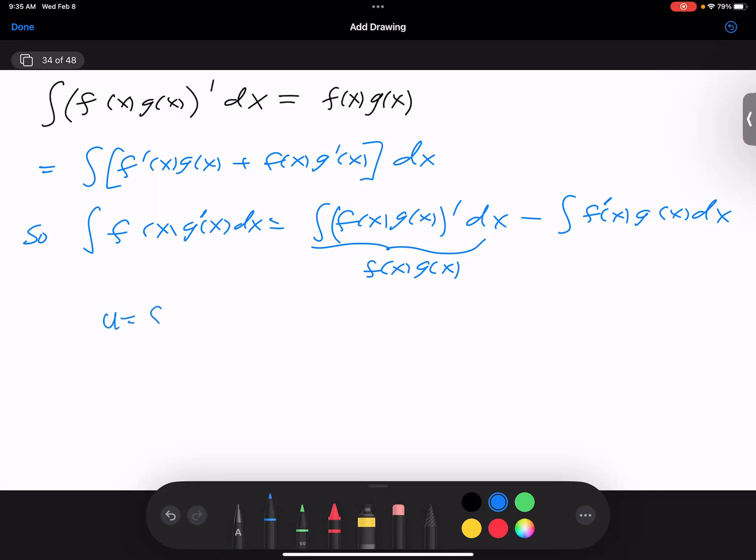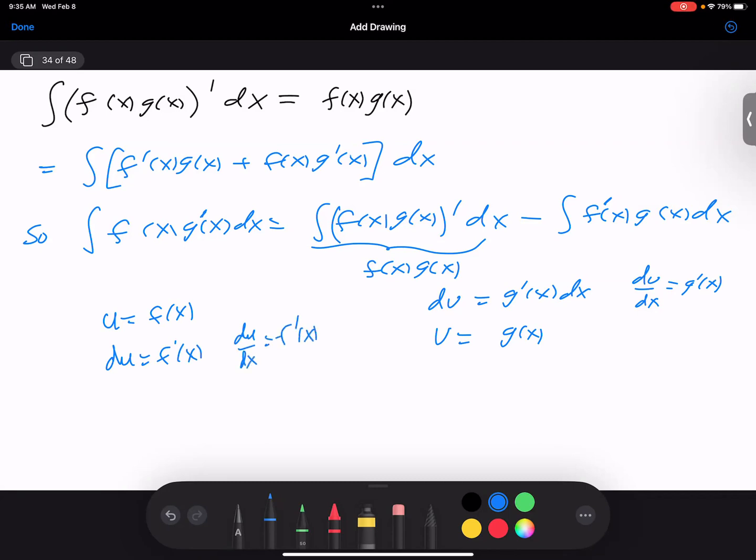So now I'm going to make a little notation. I'm going to let u be f of x. I'm going to let dv be g prime of x dx. And then v would be g of x. And this is basically saying dv/dx is g prime of x. And then du is f prime of x, so du/dx is f prime of x. And this is going to give me the integral of u dv is equal to uv minus the integral of v du. That's where this rule comes from.